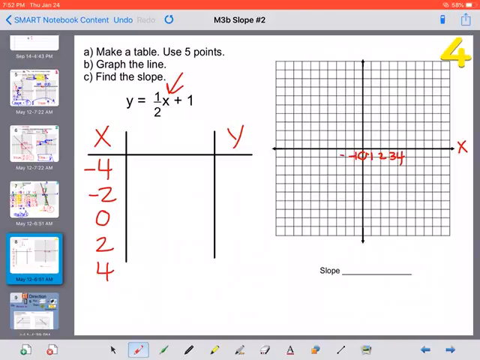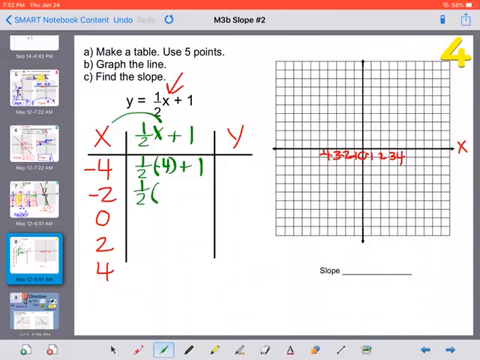If you picked negative 2, negative 1, 0, 1, and 2, it's fine. You'll just get a decimal or a number and a half that you'll have to plot. So we have 1/2 x plus 1. So we're going to do 1/2 times x. X is first going to be a negative 4, and then plus 1.